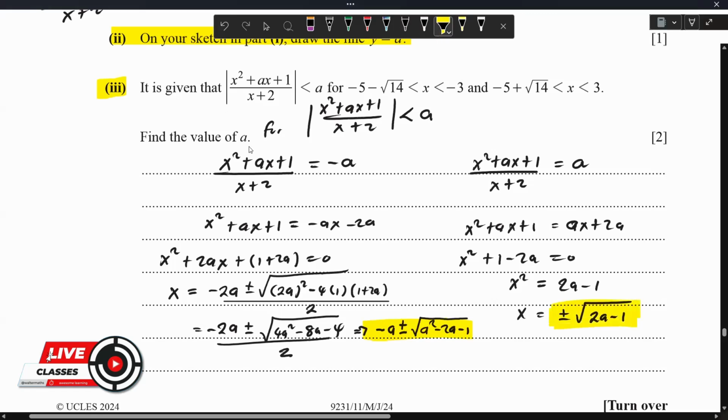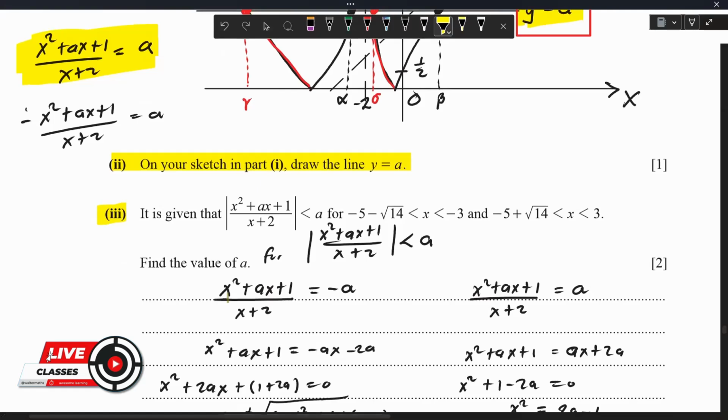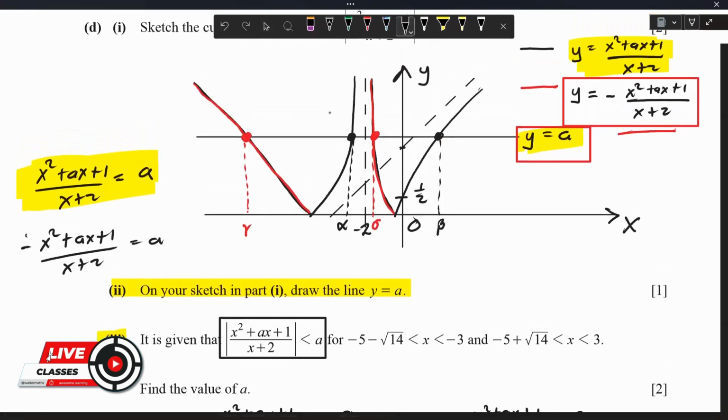Now, according to the question, the solutions we should get for the inequality. Let me remove this to make sense of it because we're almost done. I really want you to understand what's going on. To solve this, the modulus graph is less than A. The modulus graph is less than the graph of y is equal to A. That's how you should view this.